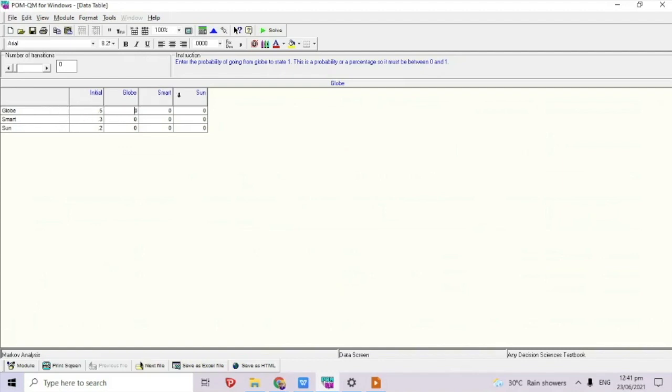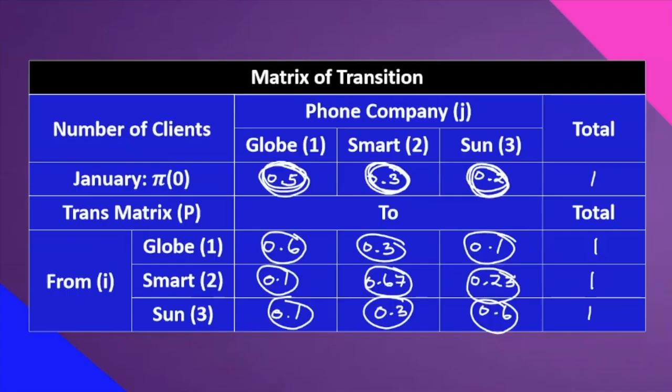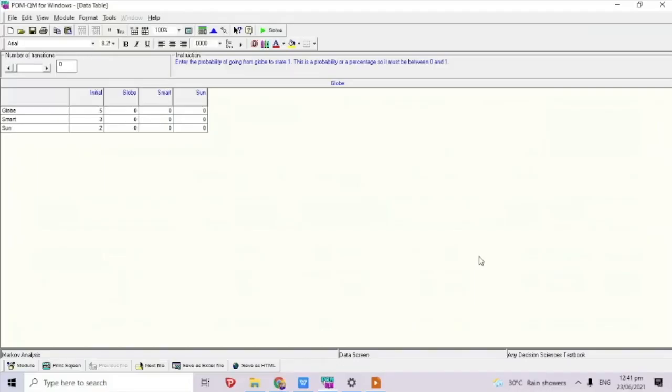That is the reason why we are having our matrix of transition. Those are the values we will put here. So here, we have 0.6, 0.3, and 0.1. Globe to smart, and globe to sun. So let's write it here: globe to globe, 0.6. For globe to smart, we have 0.3. For globe to sun, we have 0.1.